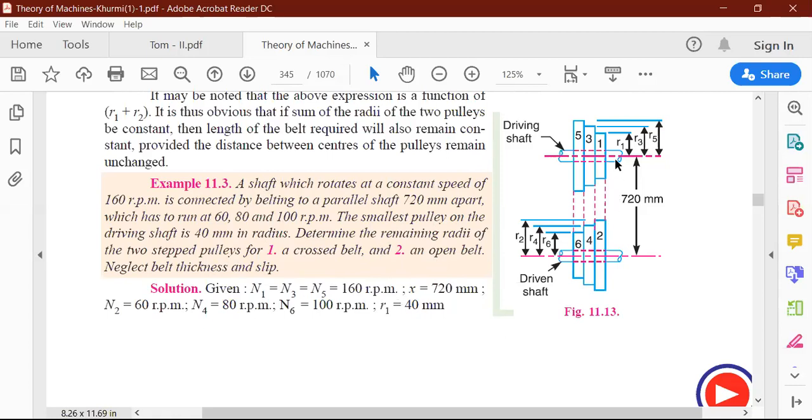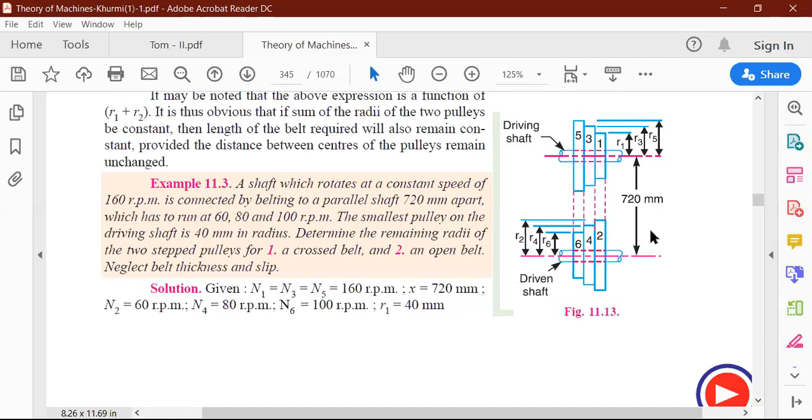We have to find out the different radius of the particular pulleys in case of cross belt drive as well as for open belt drive. Means these two shafts having open belt drive, what is the radius, and for cross belt what is the radius. Okay, so first let's consider here, this is R1 radius of first pulley, R3 radius of second pulley, R5 the radius of this fifth pulley, and R2, R4, R6 are the radius of these pulleys, and the distance between them is 720 mm.